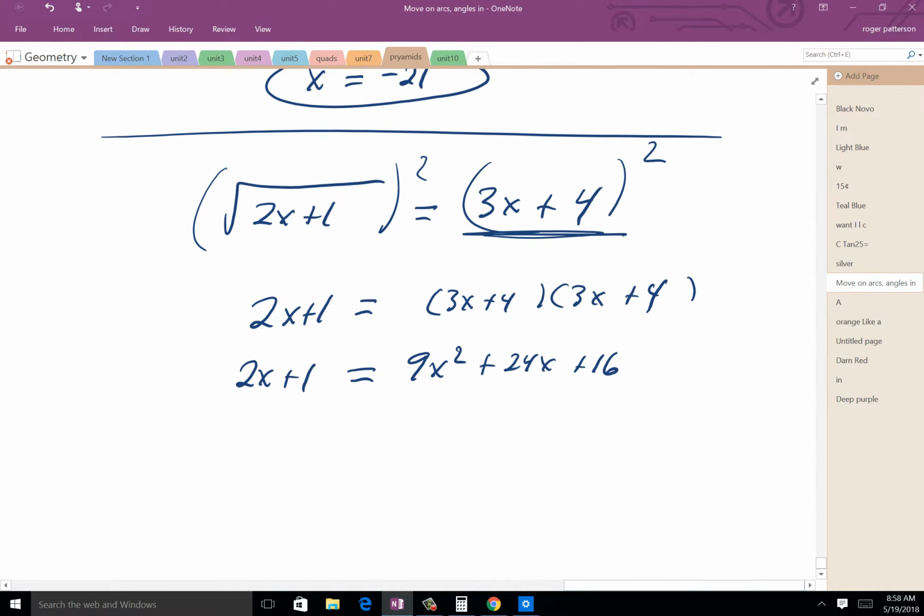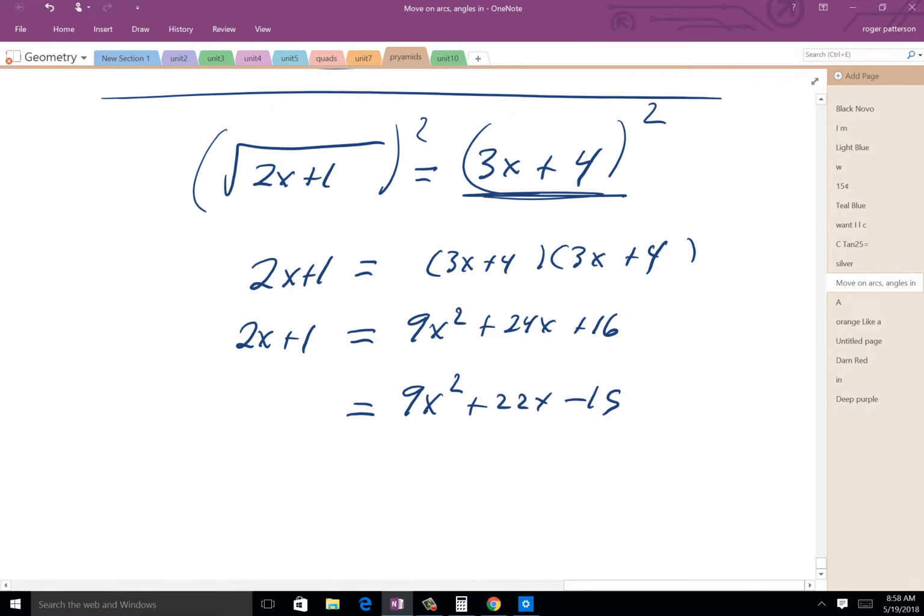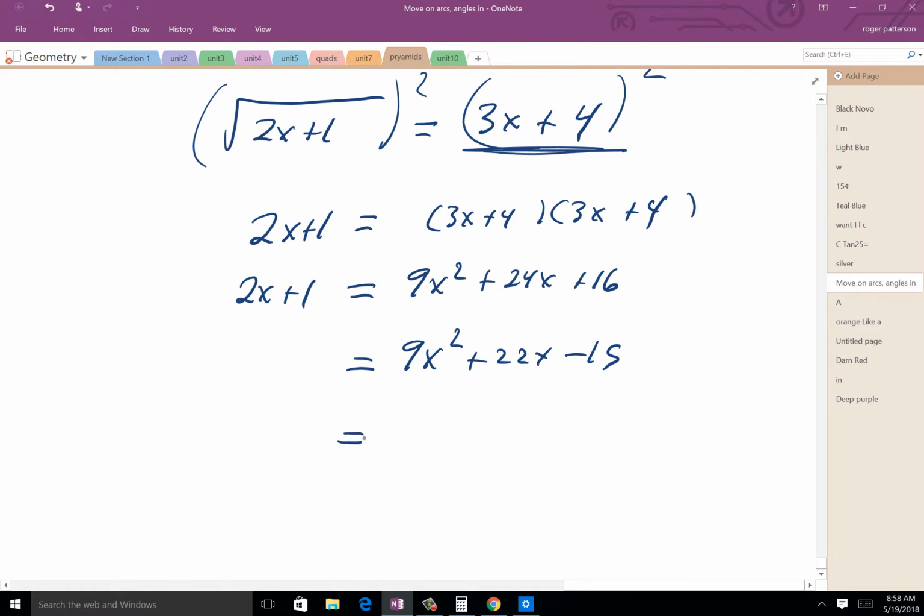Okay, then 9x squared plus 22x minus 15. All right, so now normally the ones in the book are probably going to factor and you're going to get answers, okay? But this one I don't think is going to factor because I just kind of made it up.